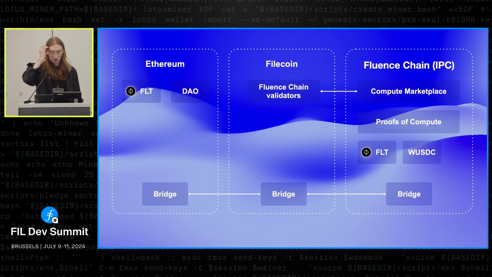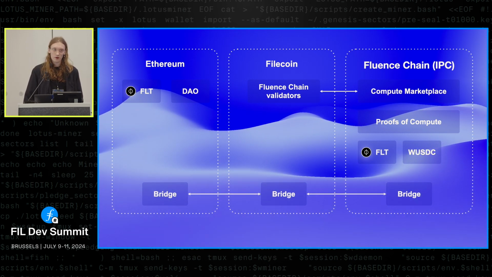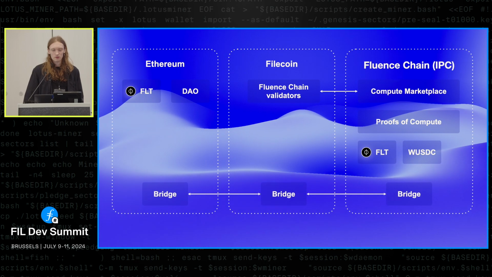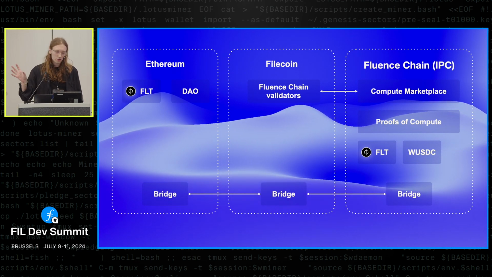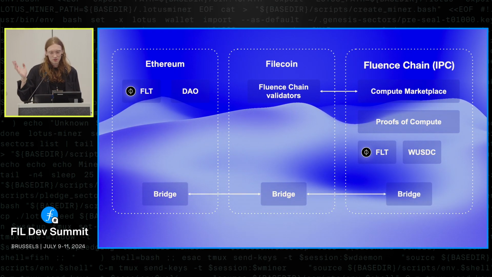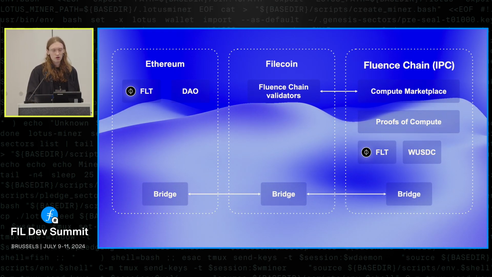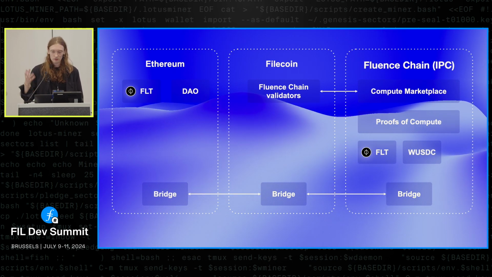So our IPC chain is anchored to Filecoin, basically, and our FLT token is on Ethereum with the DAO, and with Axelar bridges, it can be bridged from Ethereum to IPC and used there to stake, to pay fees for transactions, and actually deploy some code.